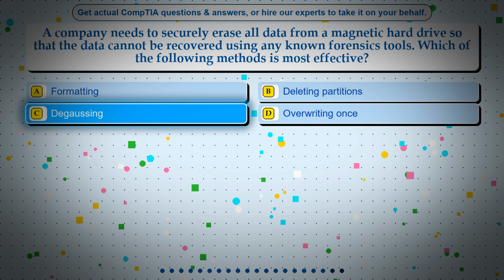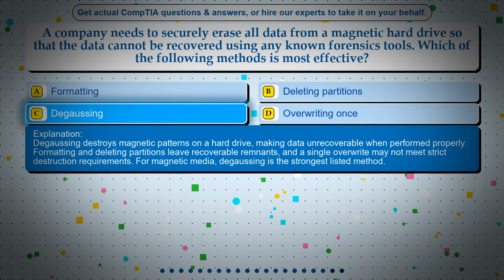Degaussing. Degaussing destroys magnetic patterns on a hard drive, making data unrecoverable when performed properly. Formatting and deleting partitions leave recoverable remnants, and a single overwrite may not meet strict destruction requirements. For magnetic media, degaussing is the strongest listed method.